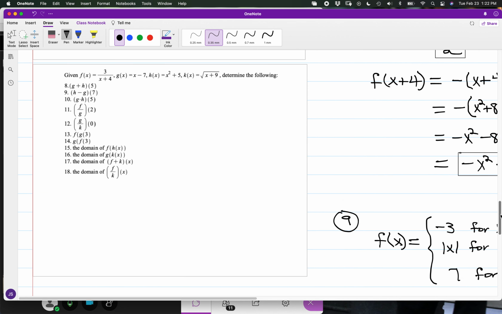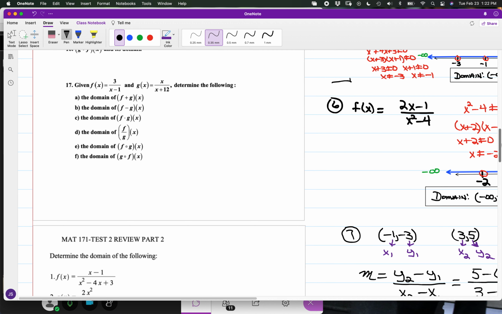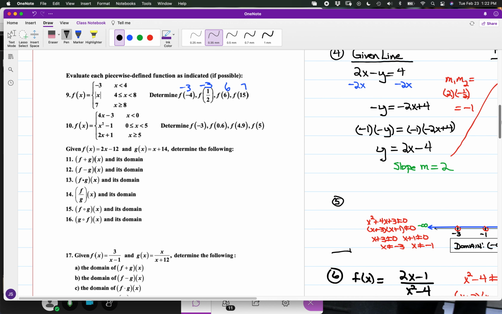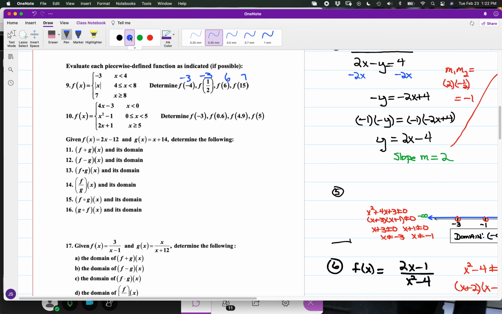And so for these items in number 10, you have f of negative 3, which again was negative 15. F of 0.6 was minus 0.64. F of 4.9 we have as 23.01. And for f of 5, that came out to 11.